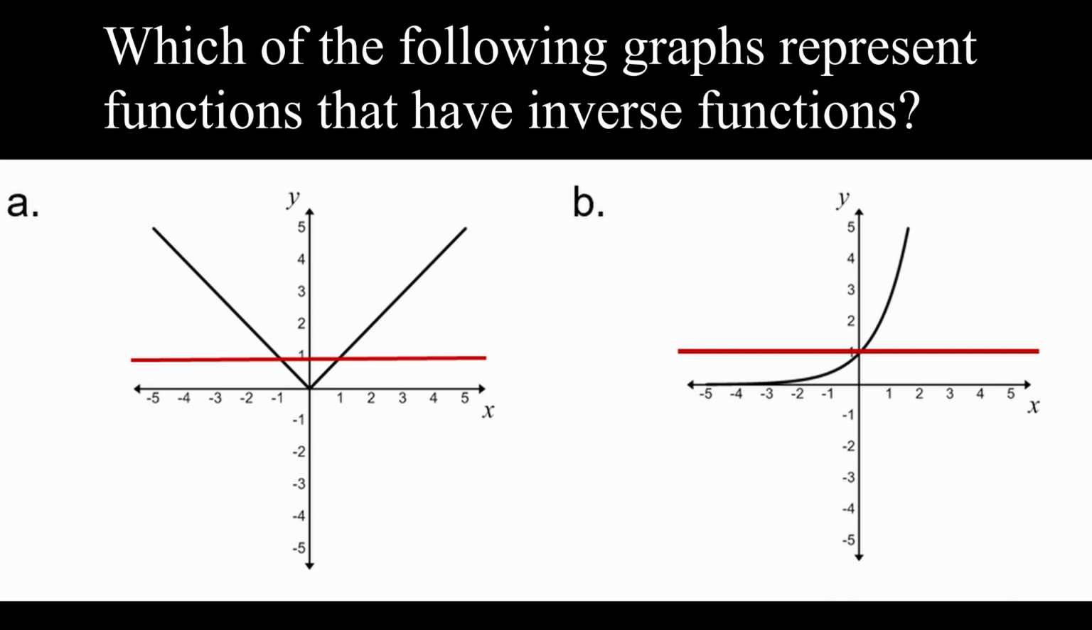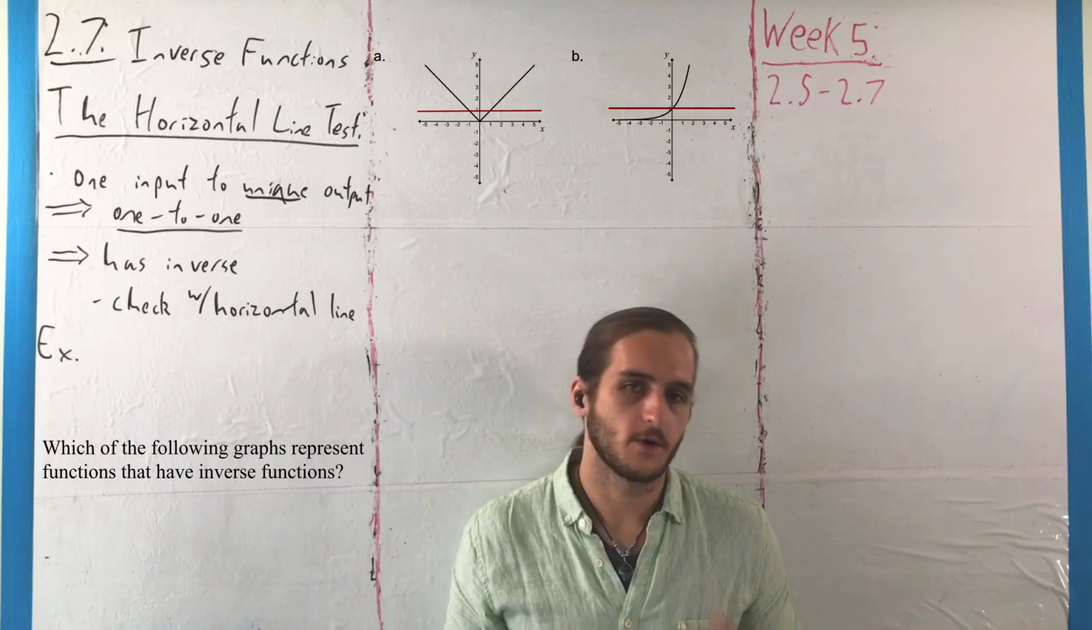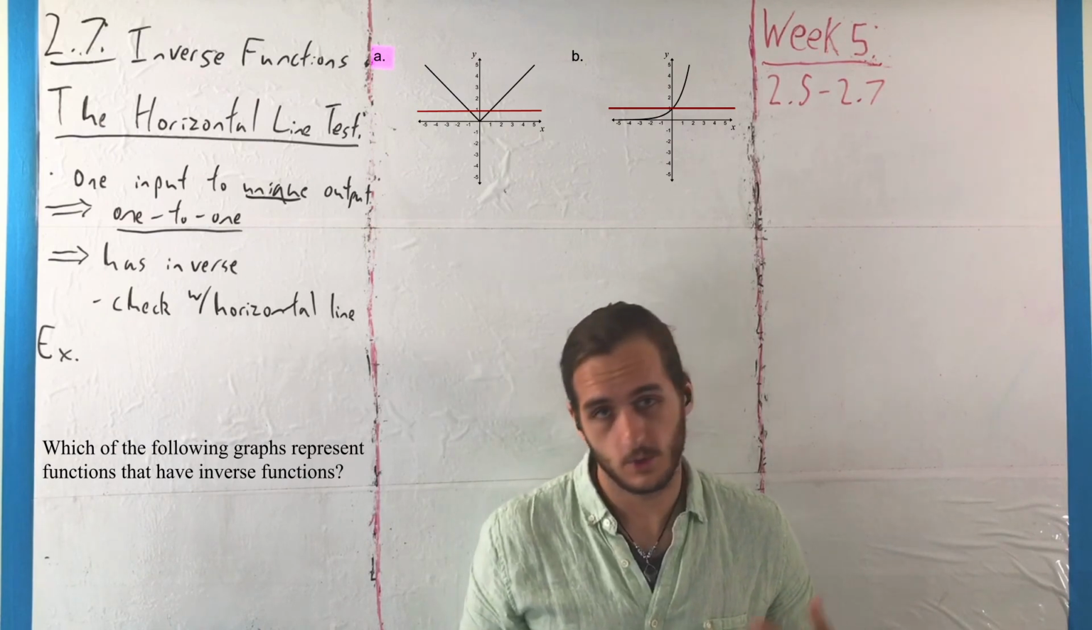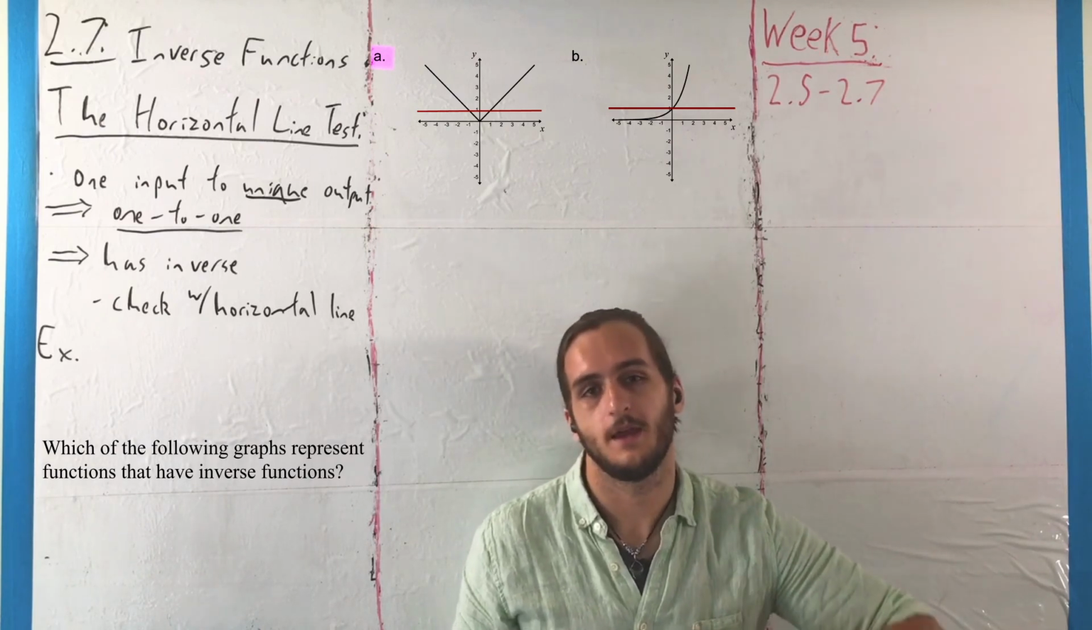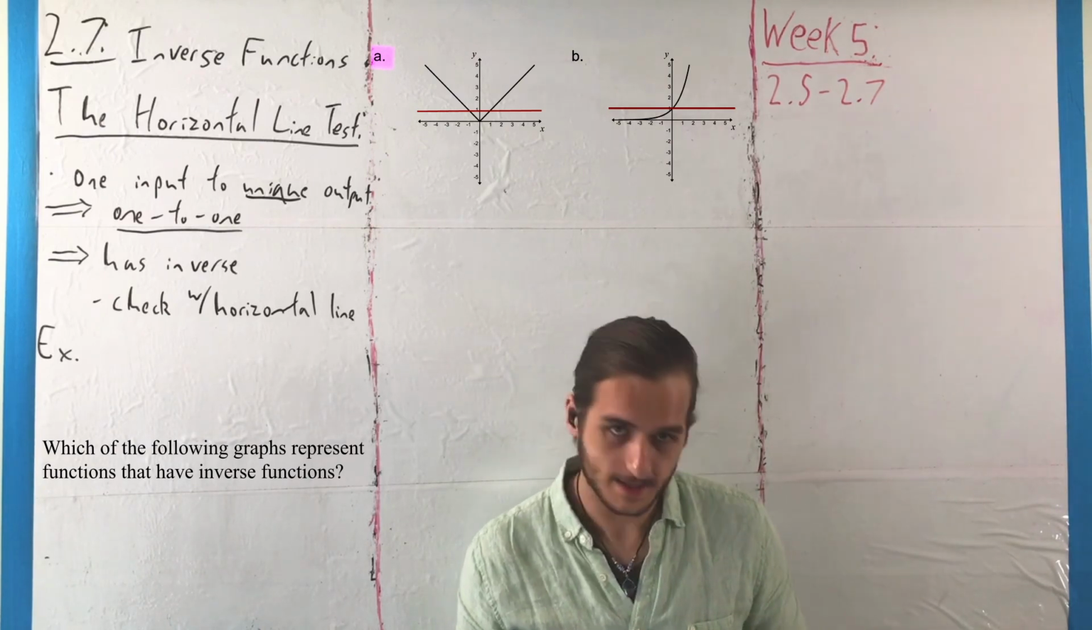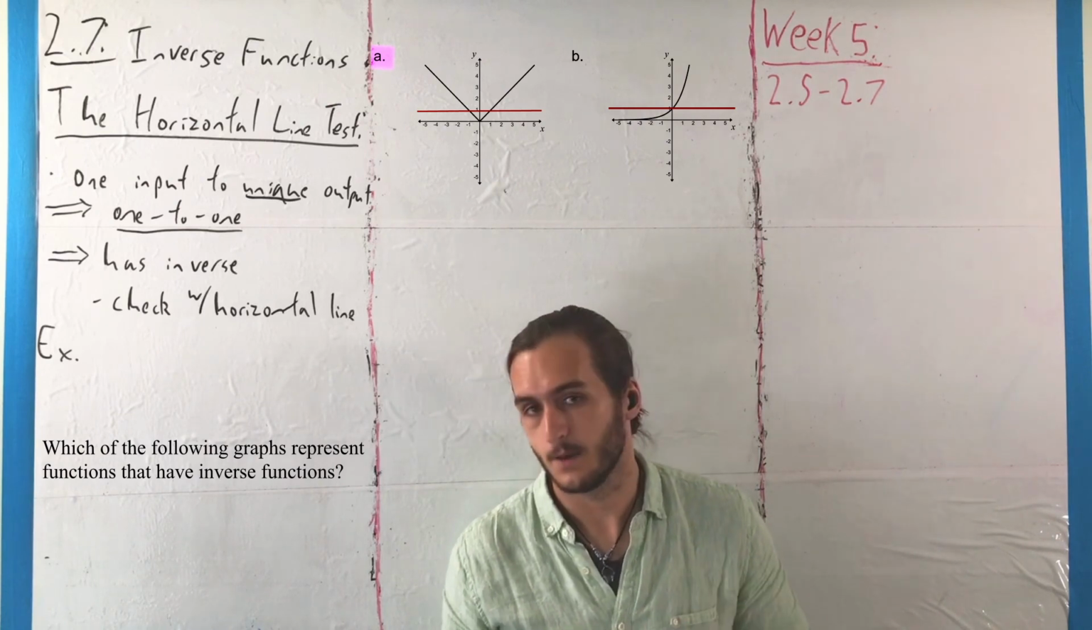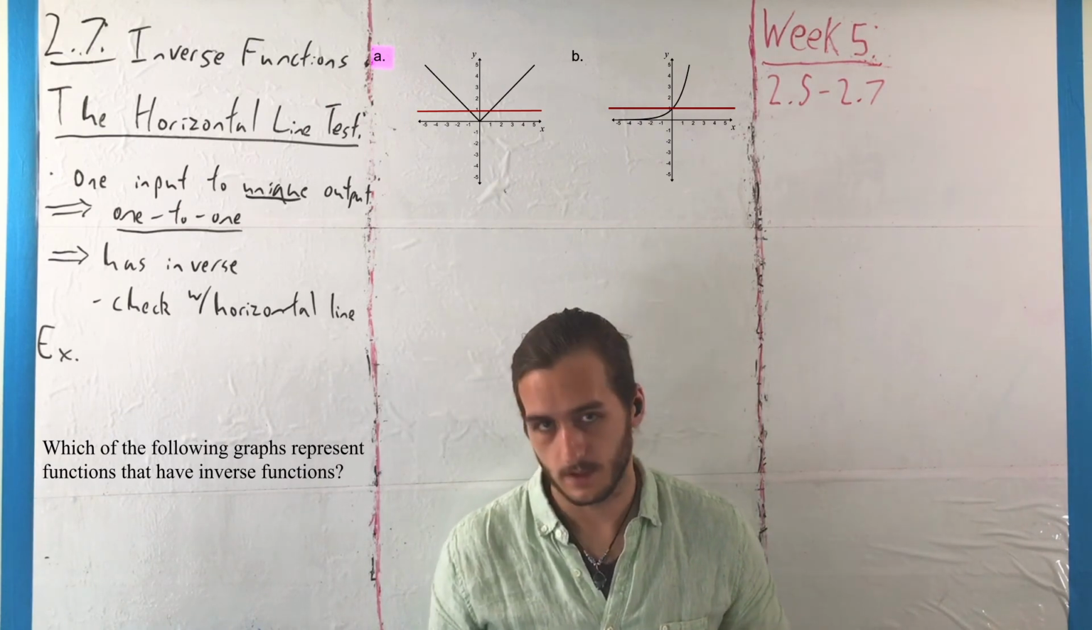So for this example, we want to see which of the following graphs represent invertible functions. Our first one looks a lot like an absolute value, which we know is even, but if we scan through that with a horizontal line, we're going to see that that has lots of problems. So that is not one-to-one, and therefore it would not have an inverse.